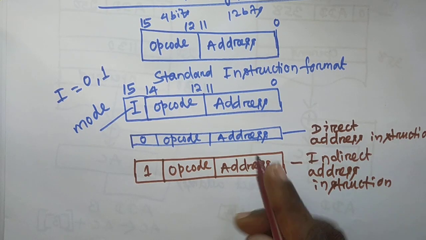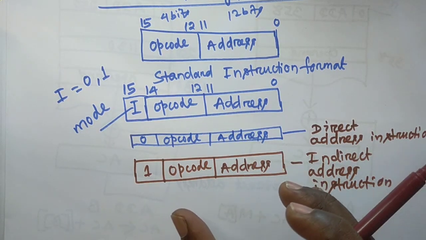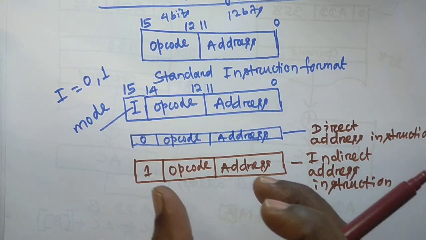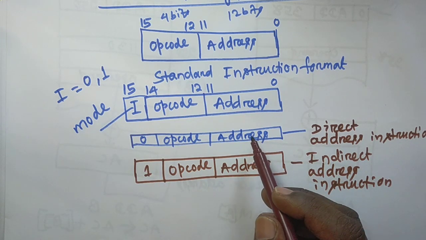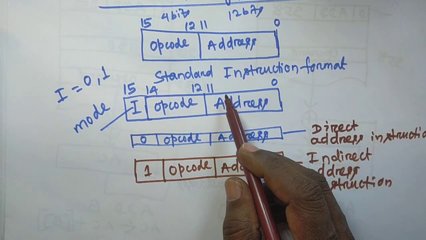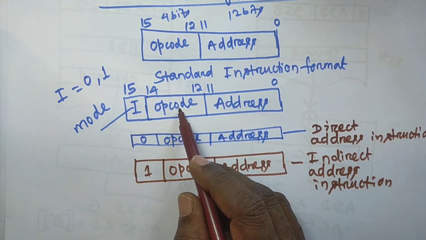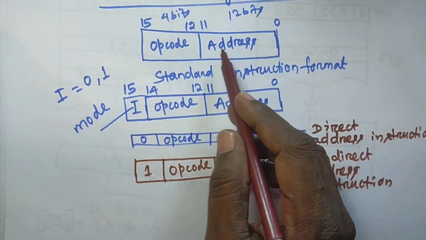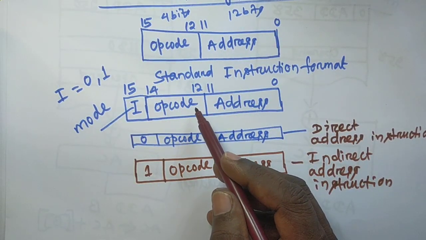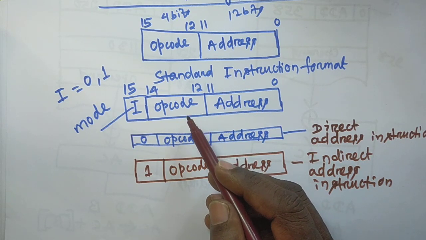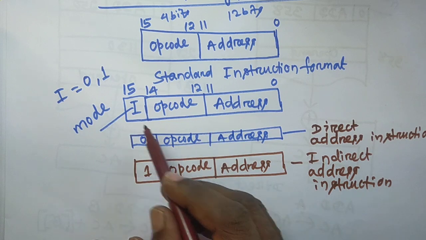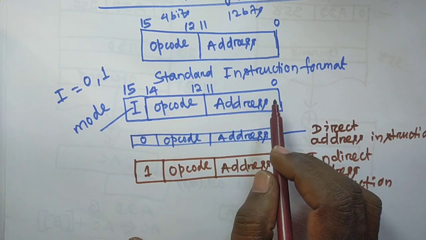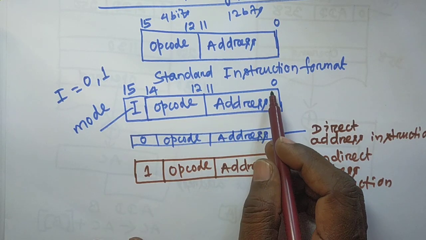In this case, you see the 16-bit instruction is defined in three different parts, each with its own bit size. We have already discussed this, so just repeating: the address part is 12 bits, bits 0 to 11, and the opcode part is bits 12 to 15. One bit is for mode, for direct or indirect address. The address part stays as it is, with no change in size, bits 0 to 11.